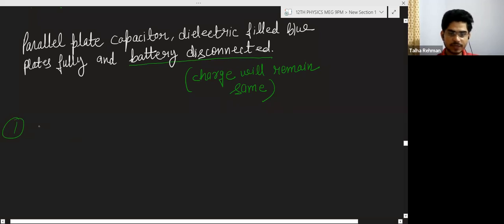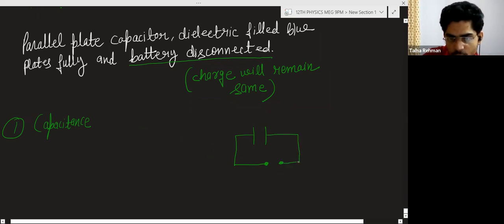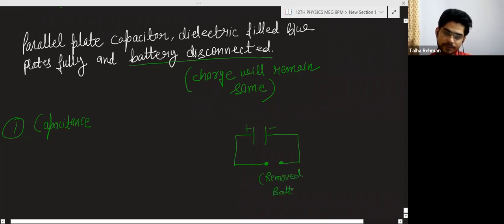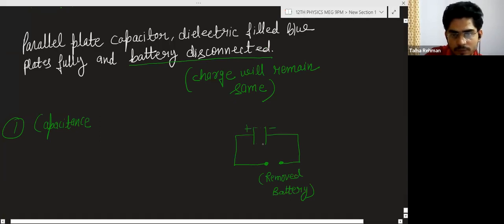So now if I want to calculate the capacitance, I am drawing the diagram here. Like this is the capacitor, and now someone has removed the battery. The capacitor has charge plus here, and charge minus here, and the battery is removed. And here the dielectric is also there, filled fully, and it has a dielectric constant K.